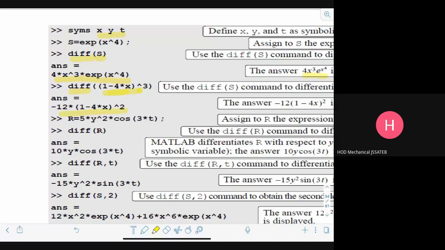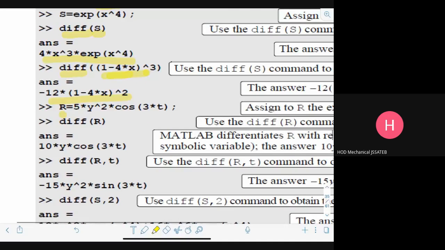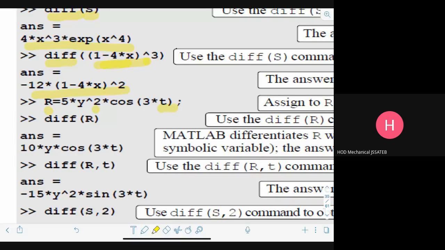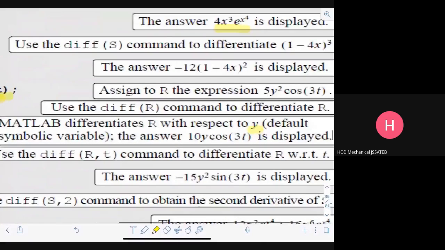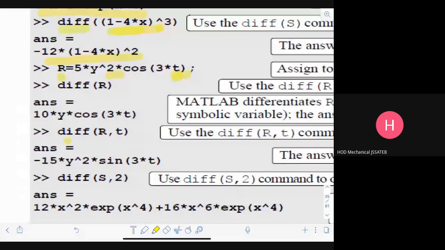Remember here, r is a function of y and t. When you say diff of r, the answer will be differentiated. Remember, MATLAB will differentiate with respect to y, the default symbolic variable, and the answer is displayed here. But if you say differentiate this expression with respect to t, then you are very specific that the differentiation of r should be done with respect to t, and therefore y is taken as a constant, and you get the differentiation, which is this particular part.